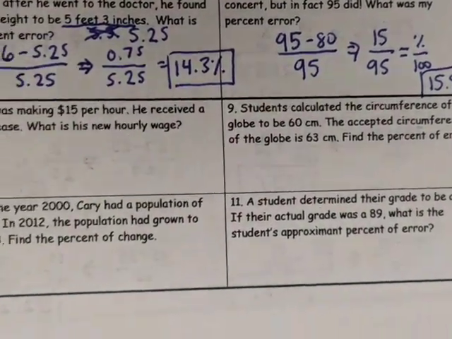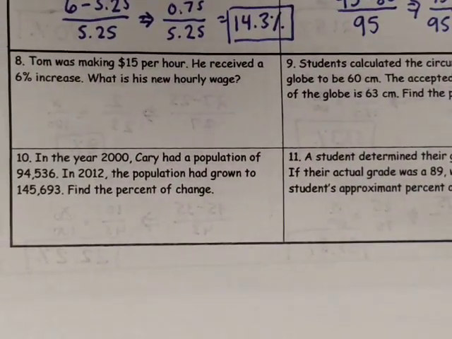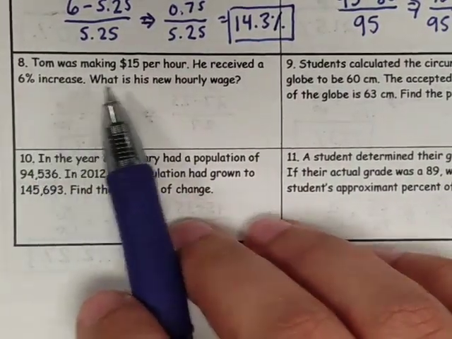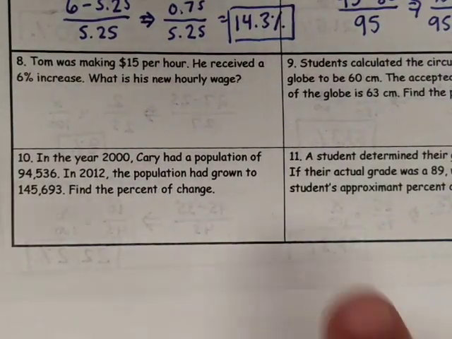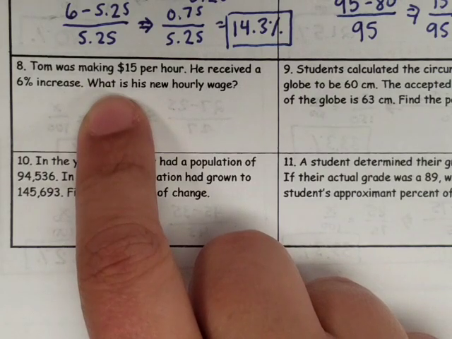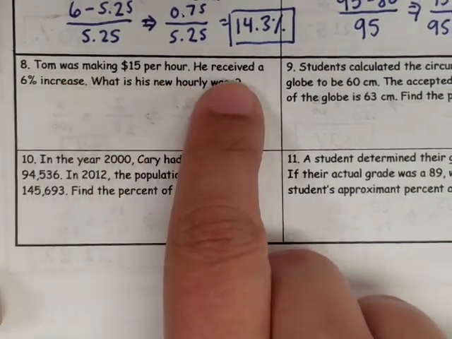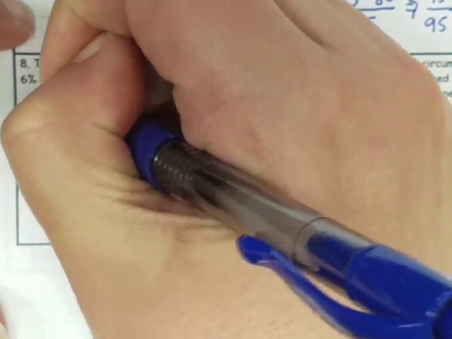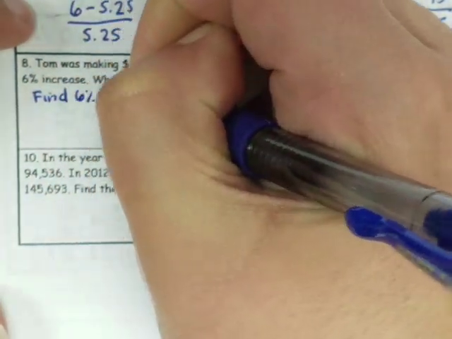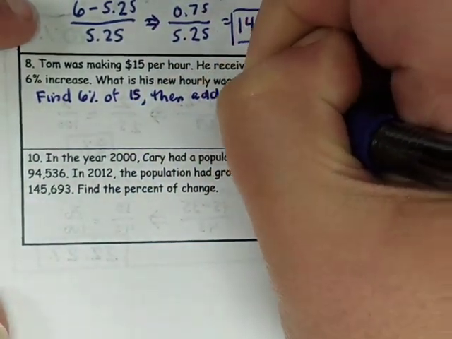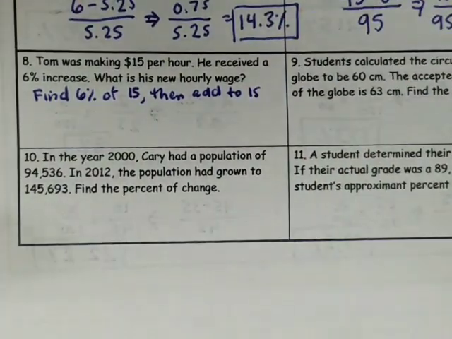Okie dokie. All right, let's do a couple more together, and then you're going to do the back on your own. Number 8, Tom was making $15 an hour. He received a 6% increase. What is his new hourly wage? This one's a little different than these ones. This actually isn't percent error, it is percent change. So he got a 6% increase. We're going to do it 2 different ways. We're going to find 6% of 15, then add to 15. That's one way to do it.